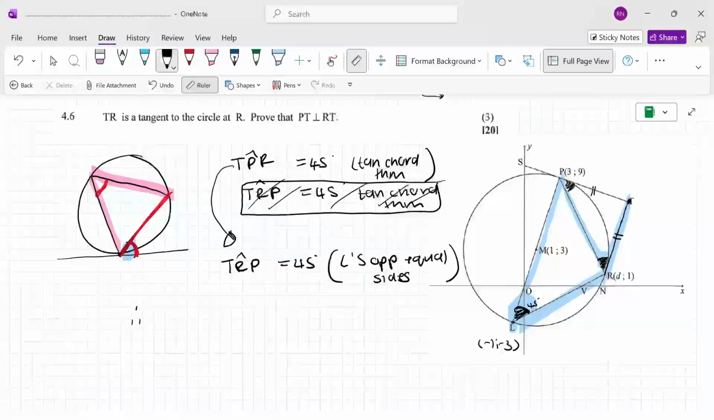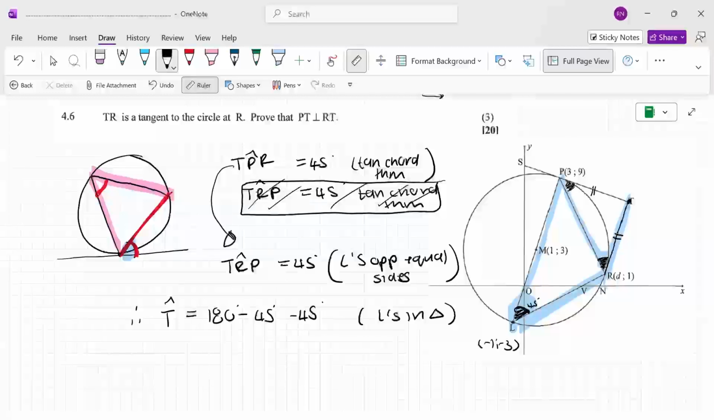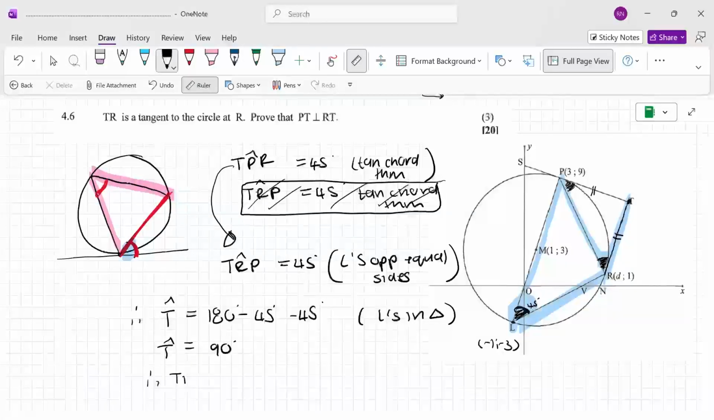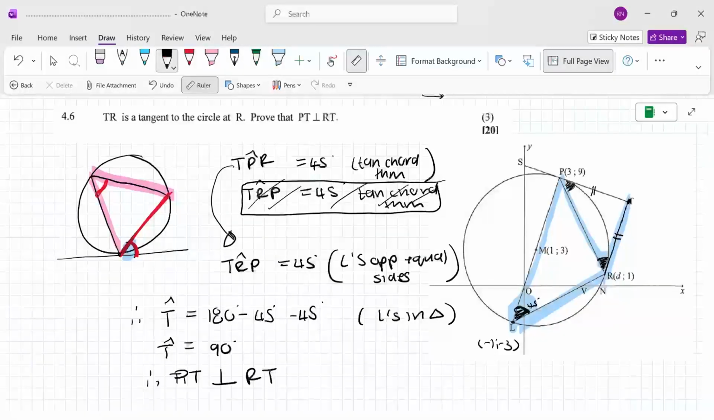And therefore we can say that angle T is equal to 180 minus 45 minus 45, because of angles in a triangle. And then we can say T is equal to 90 degrees. Therefore, PT is perpendicular to RT. Okay, and so that is our proof.